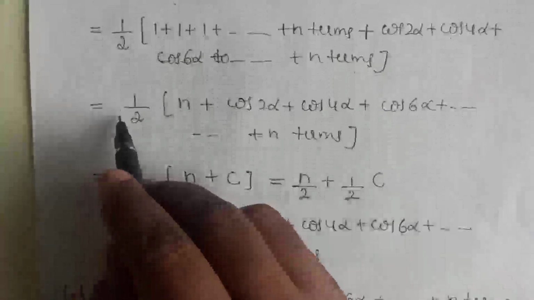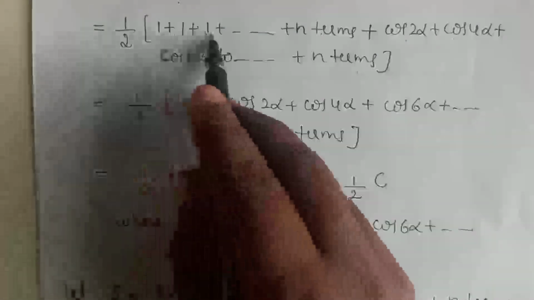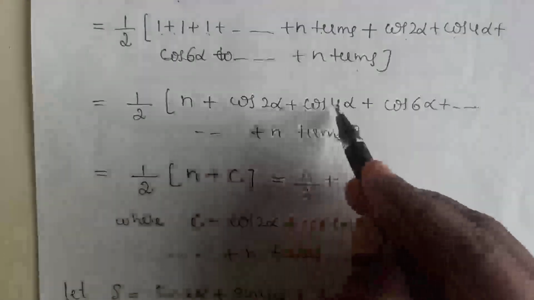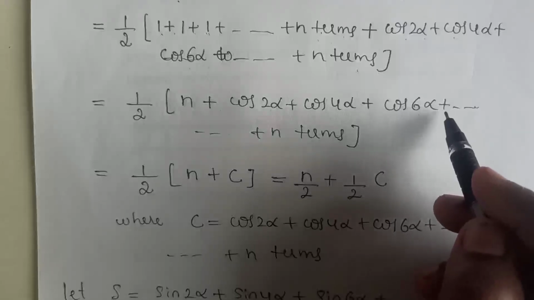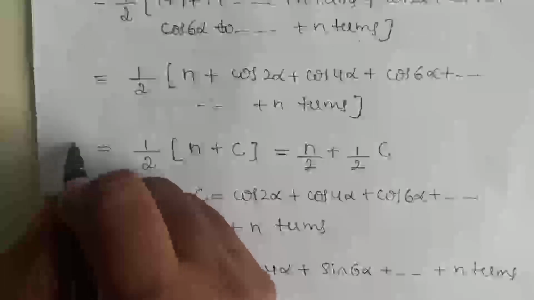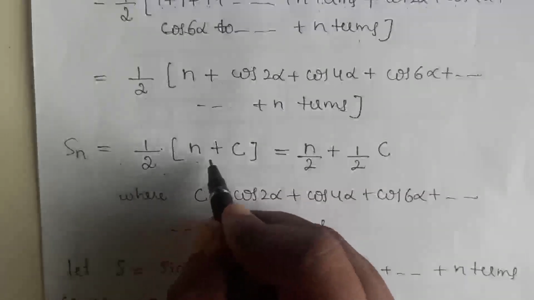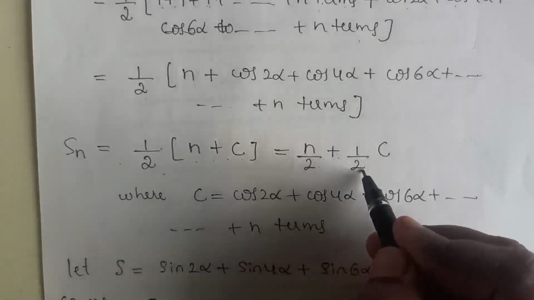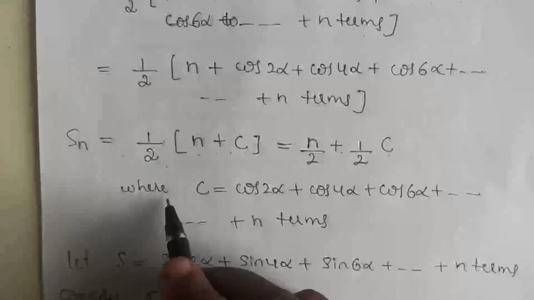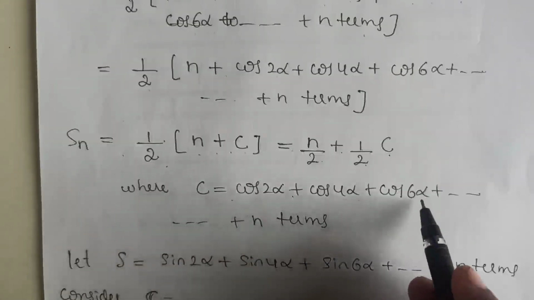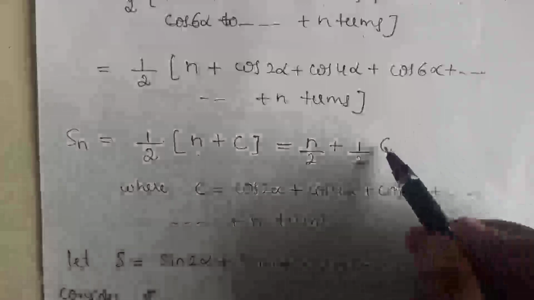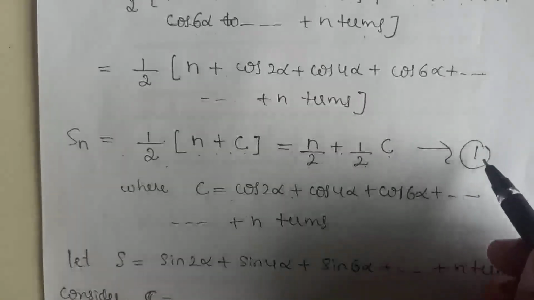Now this becomes 1 by 2. 1 plus 1 plus 1 up to n terms becomes obviously n, plus cos 2 alpha, cos 4 alpha, cos 6 alpha, which we keep as it is. Okay. Or it can be written as Sn equals 1 by 2 n plus, so now we denote this by C. Therefore it becomes n divided by 2 plus 1 divided by 2 C, where C is equal to cos 2 alpha, cos 4 alpha, cos 6 alpha and so on. Now we sum this series and finally we substitute into this equation. Okay, we consider this as equation 1.